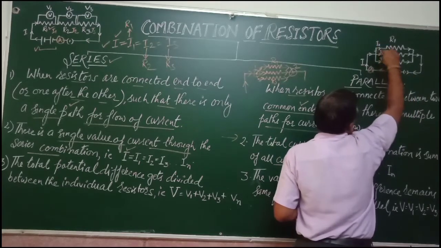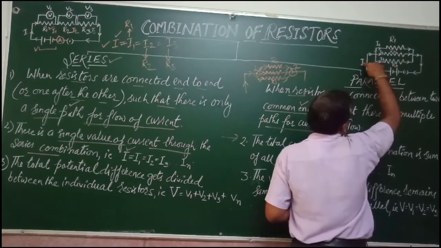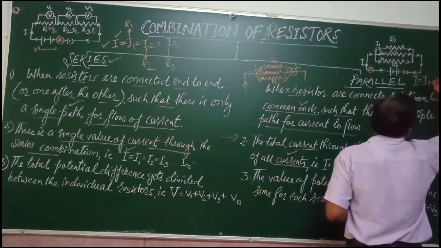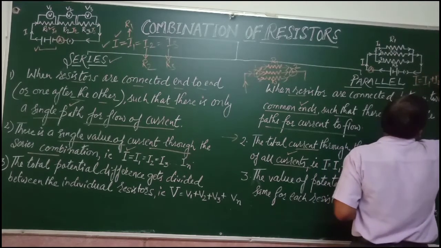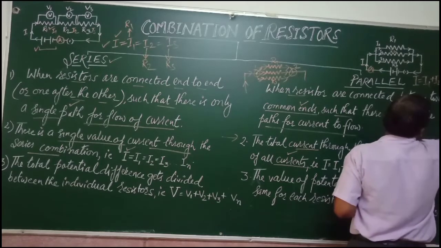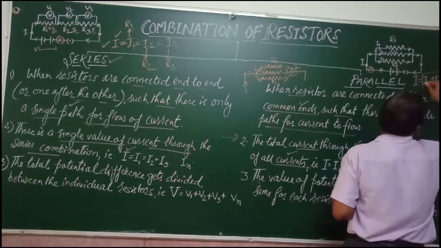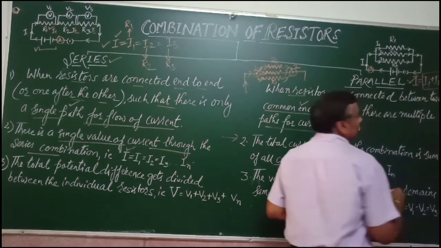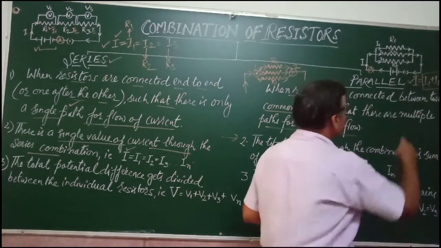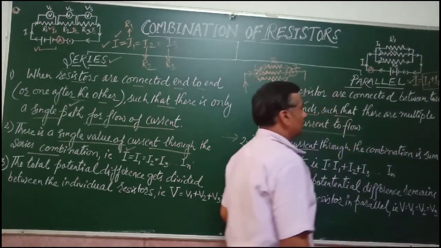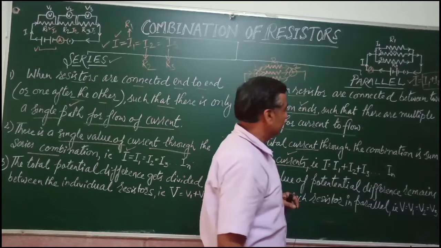So when we measure I1, I2, I3 and the total current I, we come to the conclusion that the total current is the sum of the individual currents, the sum of all the currents which are passing through the multiple paths. So total current in the parallel combination is the sum of all the currents which are passing through the multiple paths or through the individual resistors, right.